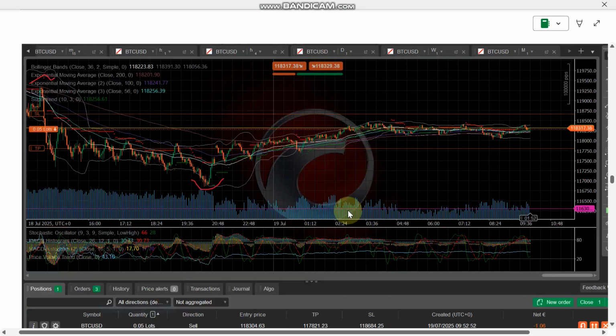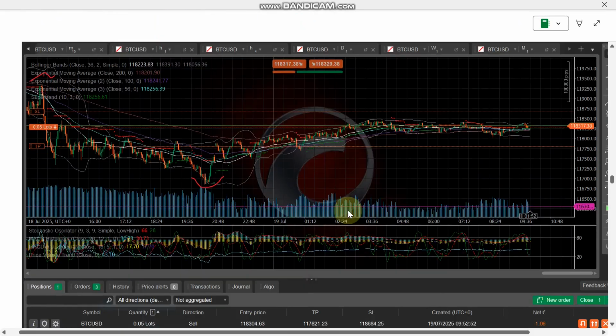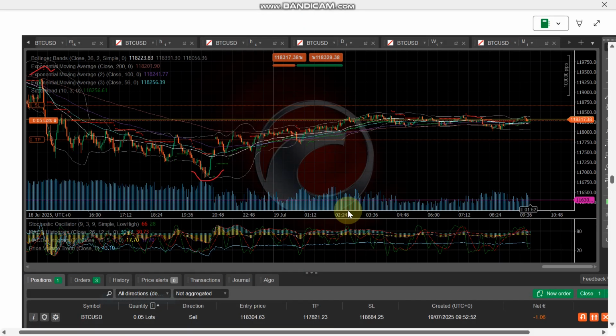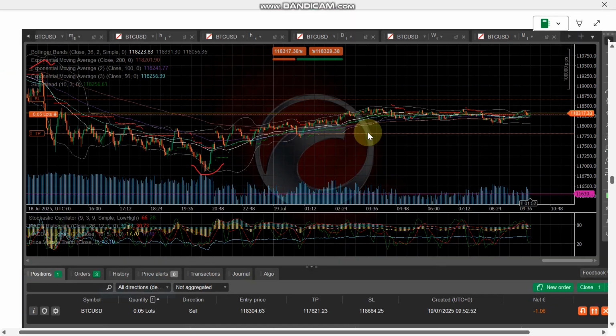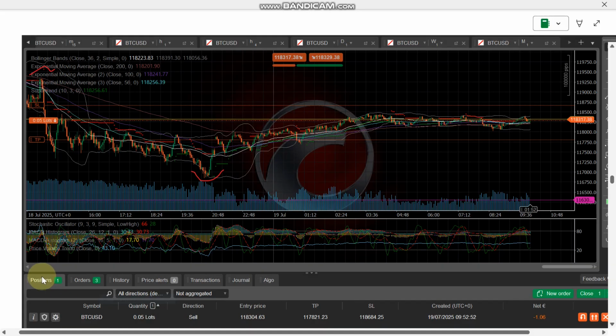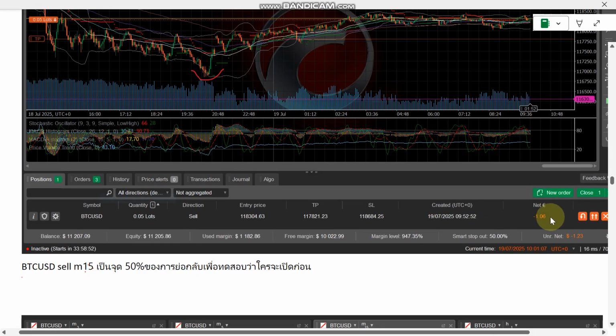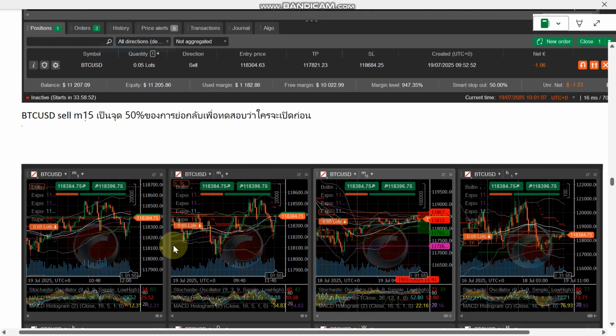USD news, and this is top down approach for what? Bitcoin. Okay, Bitcoin, I don't know, this looks like 1 minute or very low time frame. Okay, Bitcoin is here, position 1 just being filled for sell price.